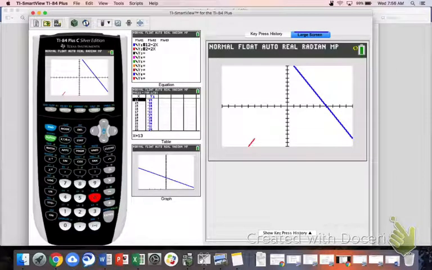Hey, there's the blue line, and the red line is right there. Zoom is up there right above delete. It's one of the little skinny buttons. What were you supposed to graph?